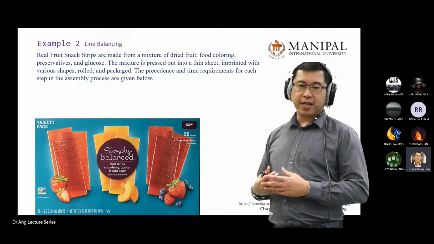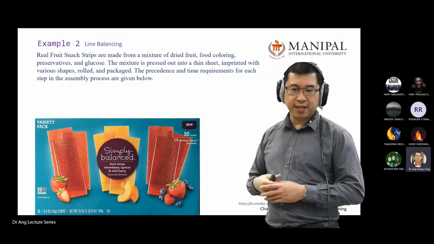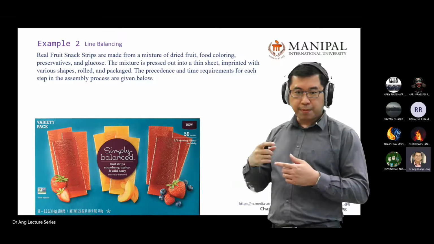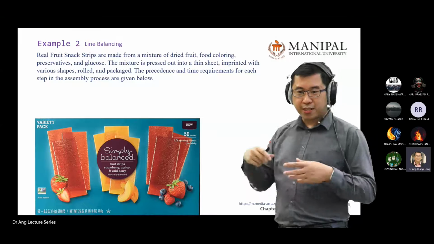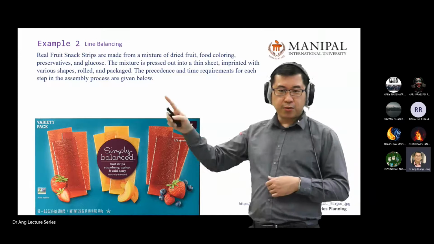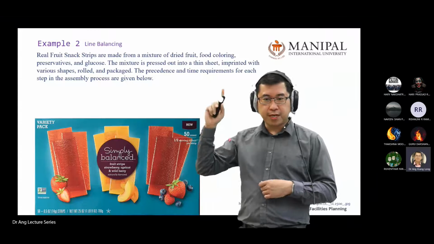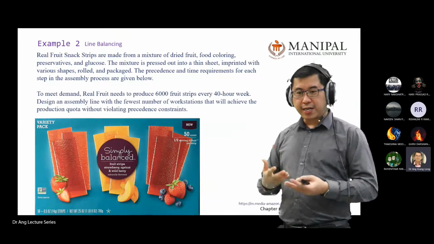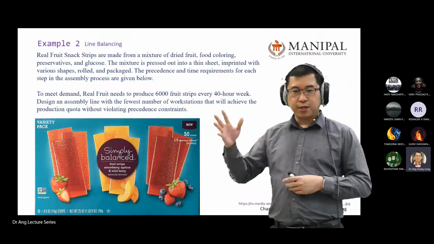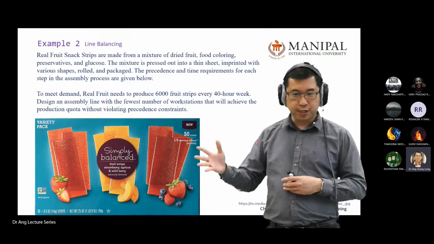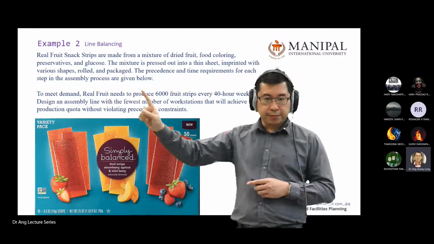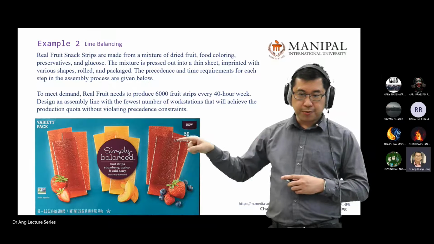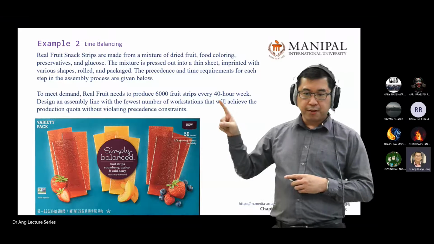So you make it from dry food, you add coloring, and you go through some processes to make this one, right? You mix the material, you roll, and all this. So this statement also gives you the precedence requirement for each step, as given below. If you have the handouts in Teams, you should be able to see all the information in these slides. So to meet the demand, the company needs to produce 6,000 strips every 40 hours per week.